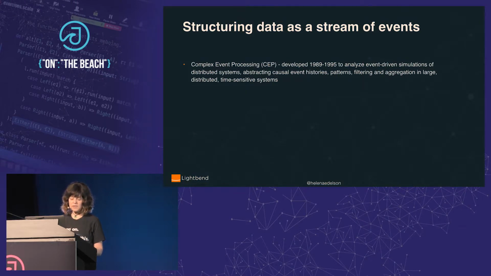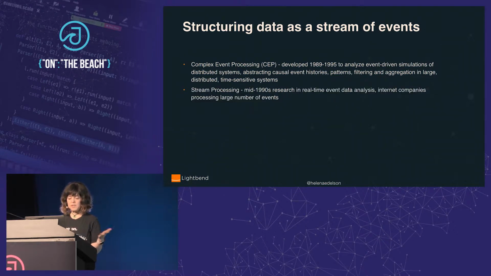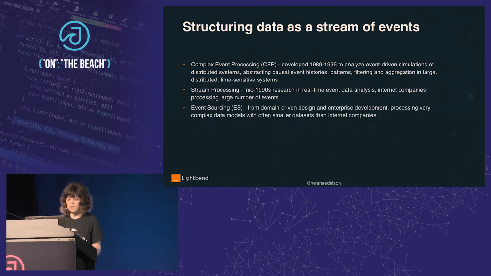And structuring data as a stream of events is not new. Things earlier on started with CEP, complex event processing. I think that was developed in 1989 or 1995, sorry, 1995. Stream processing started in the mid-90s, came out of internet companies that had to deal with much more data than CEP was dealing with, which was really trying to look at causal event histories, which is a lot of what eventually came into event sourcing. And event sourcing came from domain-driven design, much more of the enterprise community.